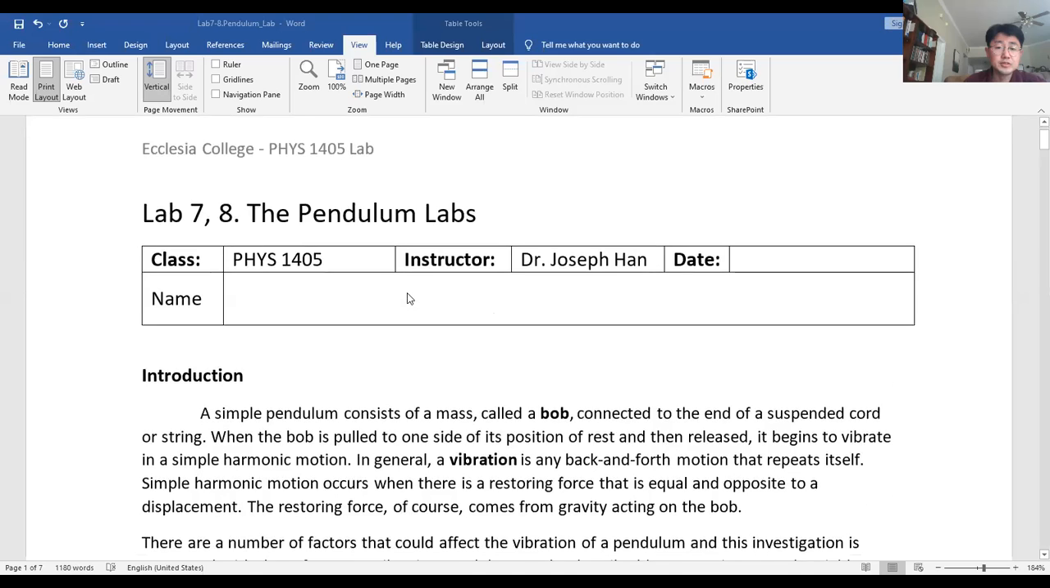Morning. Today I'm going to explain about lab 7 and lab 8. That is a pendulum lab, and the pendulum labs are here. Okay, let me show the manual. Here is the manual, and this manual is the pendulum lab introduction.